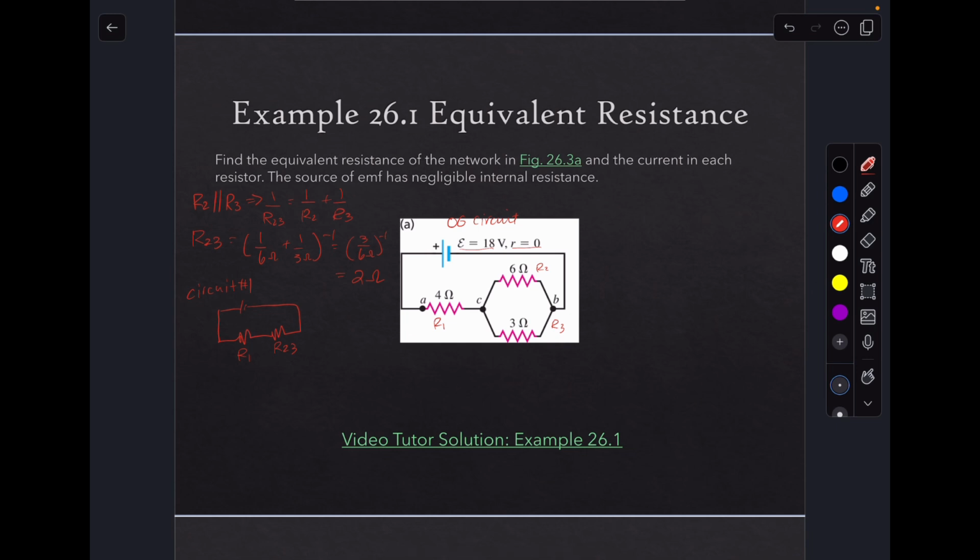So let's keep going and further refine circuit number 1 into 1 equivalent resistor. We have 2 resistors in series, so the equivalent resistor R123 is just going to be equal to R1 plus R23. That's 4 ohms plus 2 ohms, just 6 ohms. Let's draw that. This is circuit number 2, and it's just one resistor and one battery, where the value of that resistor R123 is 6 ohms.